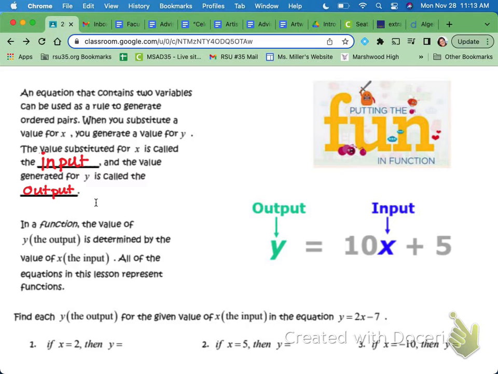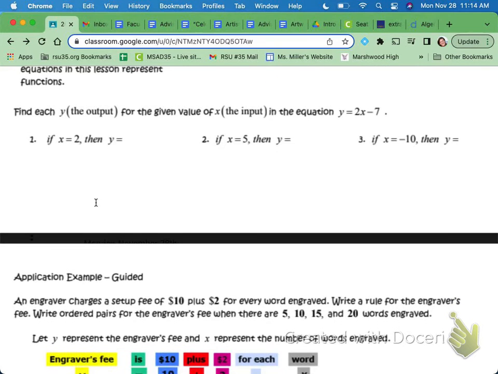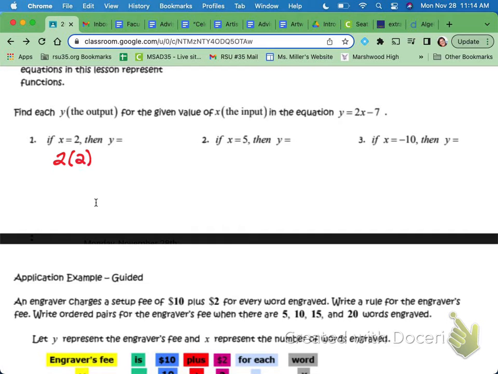So in a function, the value y, your output, is determined by the value of the input. All of the equations in this lesson will be represented as functions. So here we have a function, y equals 2x minus 7. If I input 2, what would be the output? So 2 times 2 minus 7. So -3, right? Because it would be 4 minus 7.